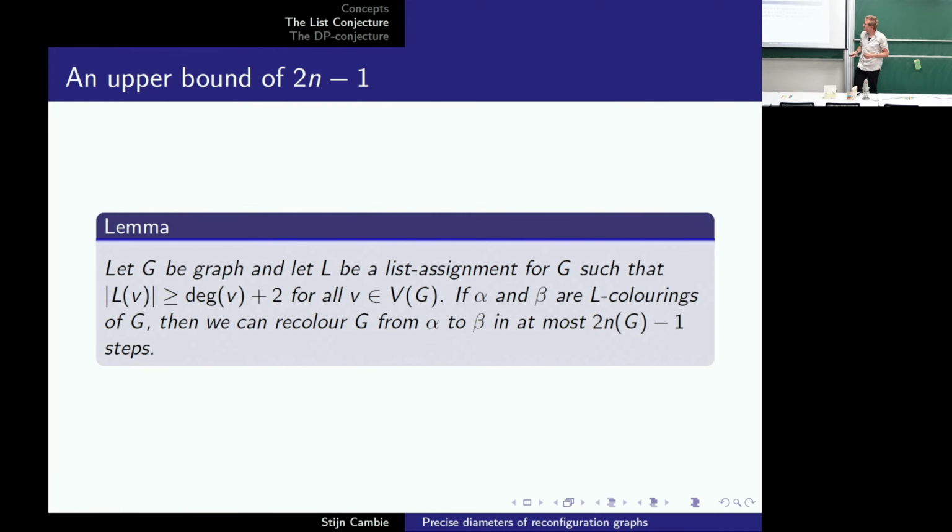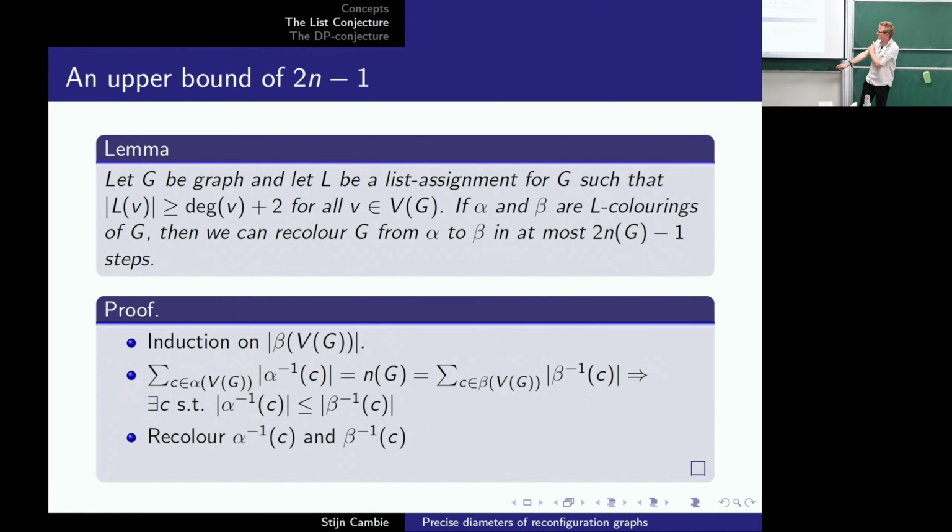And to end this second part, I want to give a few mathematical proofs, so the pictures are left for a moment. Okay. As a first step, like a year ago, we first proved that 2n is actually an upper bound for the diameter, and that was the first linear upper bound that was known for these diameters. But this could even be easily improved to 2n minus 1. So if all lists are as large as mentioned before, so degree plus 2, and we pick two list colorings, L-colorings, alpha and beta, then we can reconfigure them in at most 2n minus 1 steps.